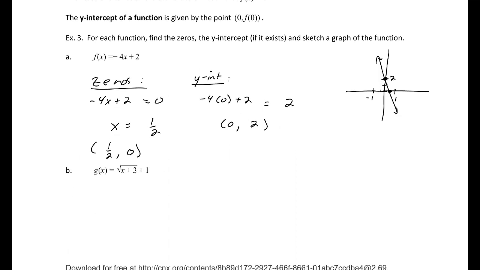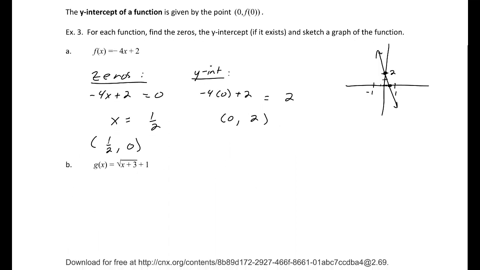And our second function here, find the zeros. Square root of x plus 3, plus 1 equals 0. Subtracting 1 from both sides, we get the square root of x plus 3 equals negative 1. Squaring both sides, x plus 3 is positive 1, which makes x equal to negative 2.